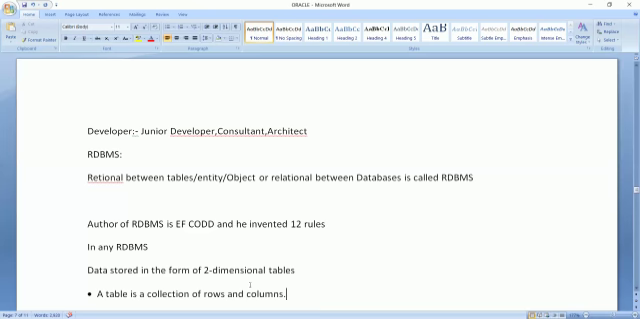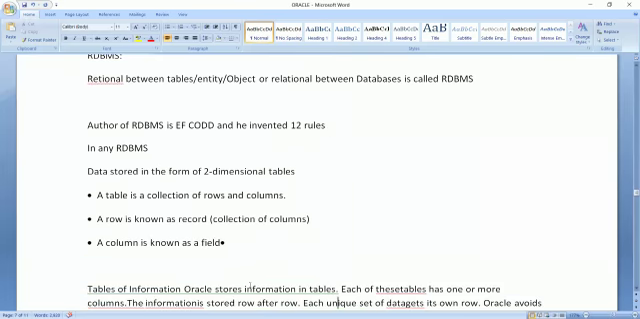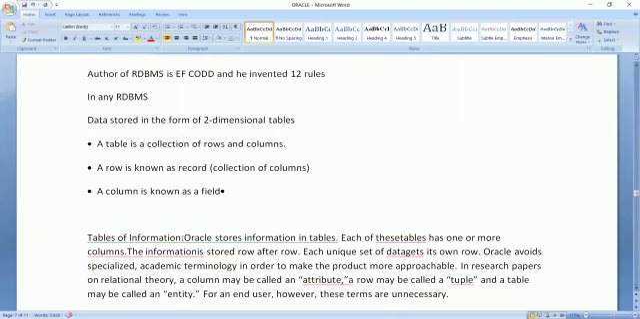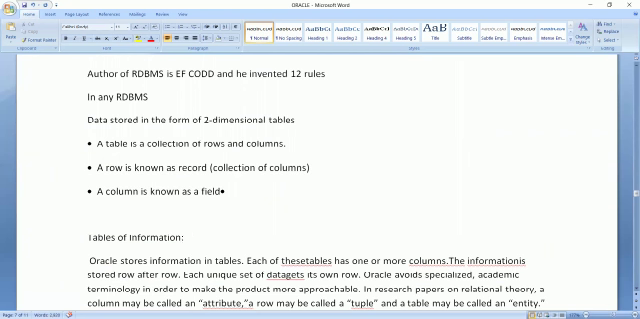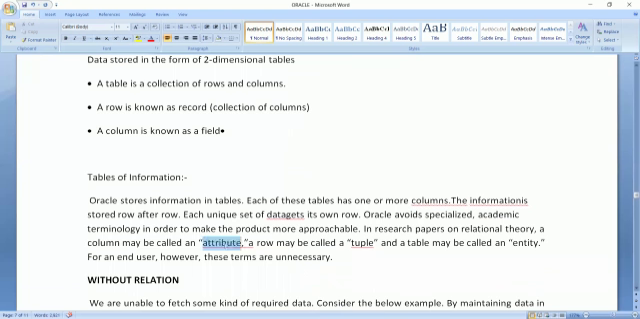Before, I told you what a table is. A table has a collection of rows and columns. A row is a record, and a column is called a field. Oracle stores all the information in tables, and a group of tables is called a database. Each table has one or more columns, and data is stored row wise. A column is also called an attribute, and the table is called an entity.